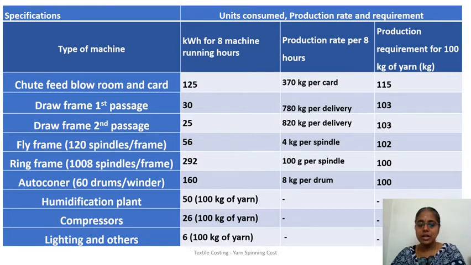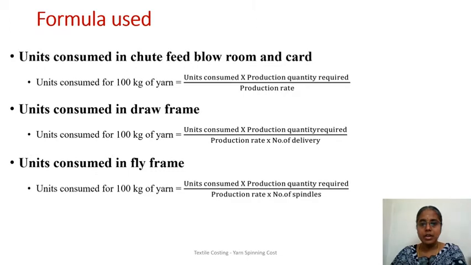Next we will look into the calculations for the same. Before going into the calculations, we need to know the formula to be used. For the units consumed for 100 kg of yarn, UKG, in the various productive departments, the formula is given. In the chute feed, the units consumed for 100 kg of yarn production is the units consumed in the chute feed for 8 hours into the production quantity required for 100 kg of yarn production, divided by the production rate, that is production for 8 hours per machine.